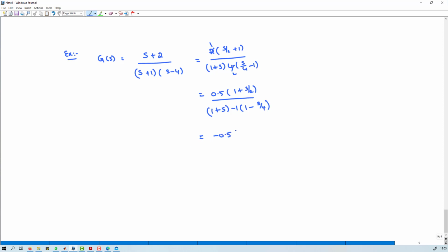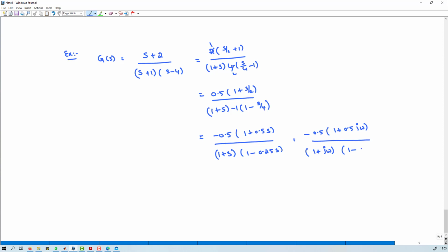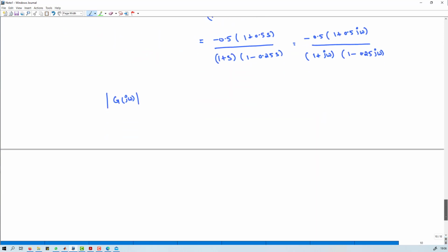That is equal to minus 0.5 into 1 plus 0.5 into s by 1 plus s into 1 minus 0.25 into s. Okay, that is equal to minus 0.5 into 1 plus 0.5 j omega by 1 plus j omega into 1 minus 0.25 j omega. Now we will take both the magnitude and phase by using the same value. It's very simple. So g of j omega is equal to, okay, that will go out.